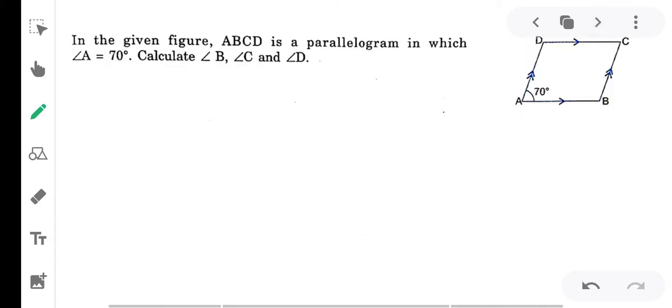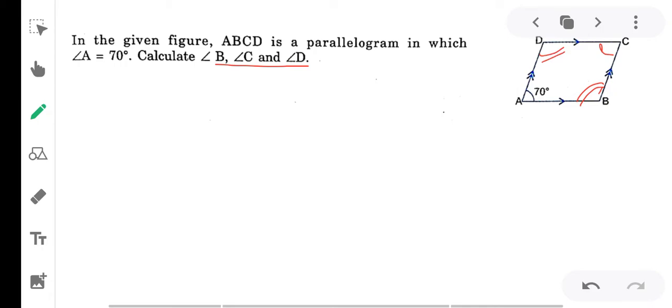Next question. In the given figure, ABCD is a parallelogram in which angle A equals 70 degrees. Calculate angles B, C and D. Okay, if ABCD is a parallelogram, then opposite angles are equal. That means angle A equals angle C and angle B equals angle D.